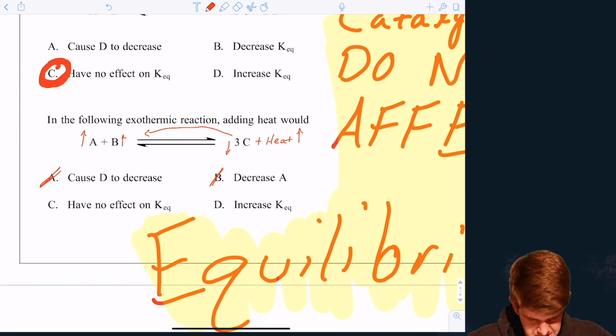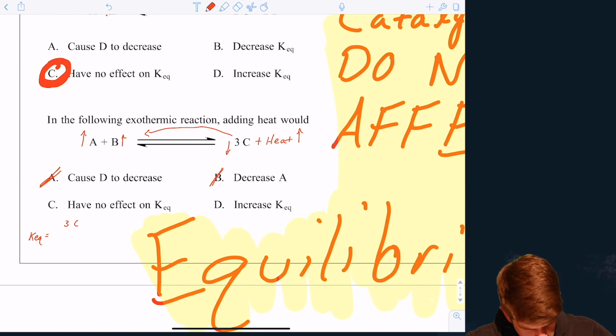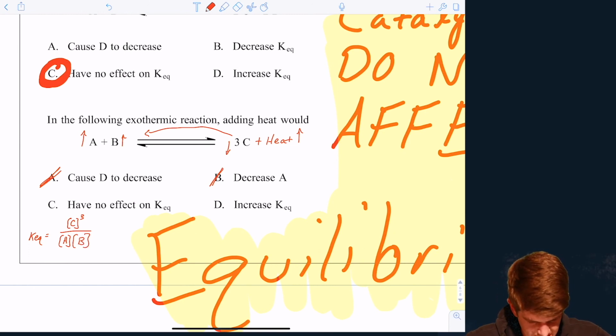I could literally just do process of elimination right now, but I know that KEQ, as written, is C to the power of 3 over A and B. So if I'm now using more of my C, I'm going to have a lower amount of C. I'm going to have a higher amount of A and B. Fascinating.